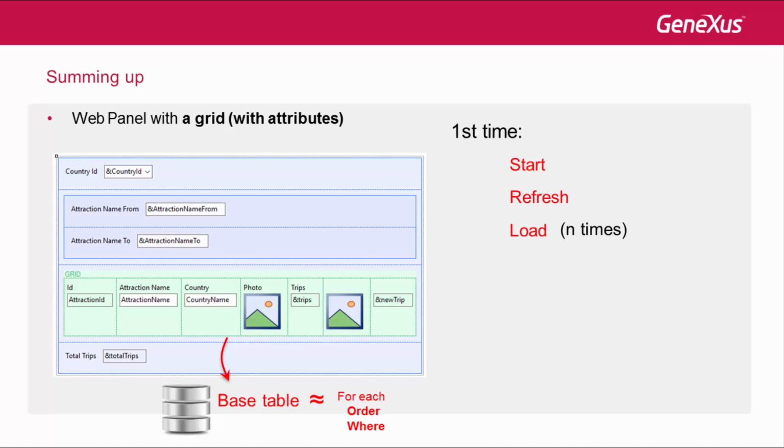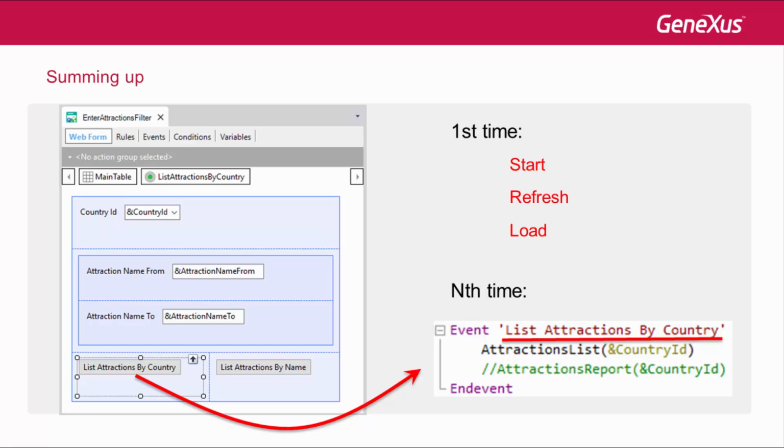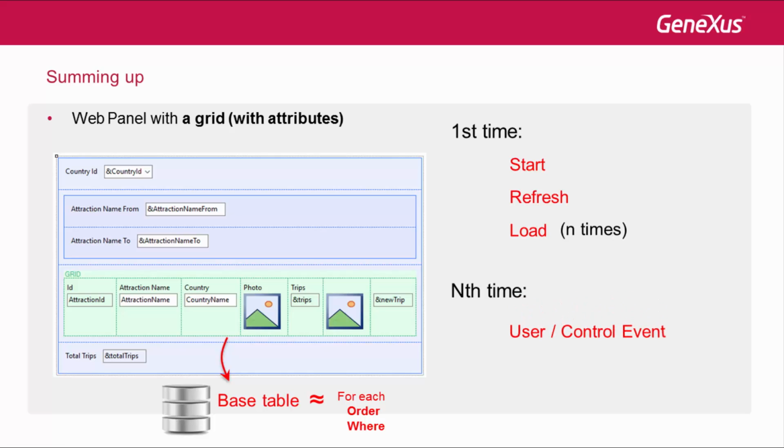But web panels also enable the definition of other events that will be triggered after the first time. This means that they are triggered after the web panel has been loaded, always as a result of the user's action. For example, the click event that we programmed on this image, or the click on new trip. Or even in the web panel we defined several classes ago, the user event we associated with the button that we gave this name.